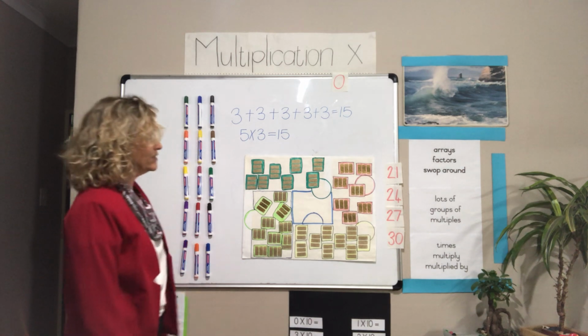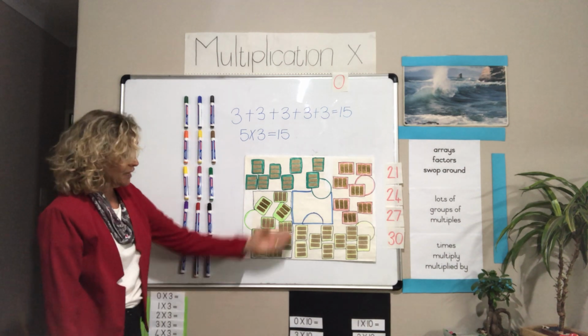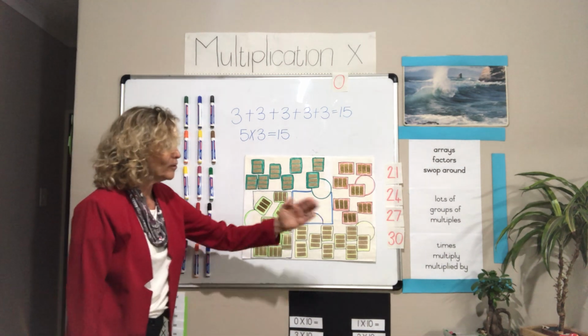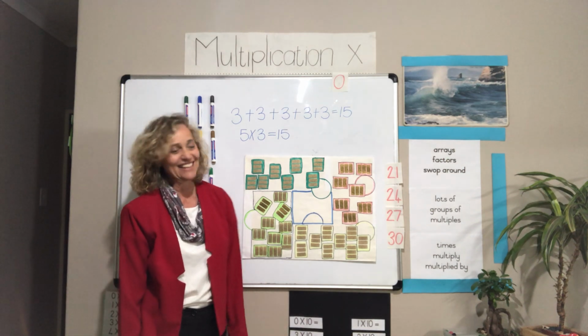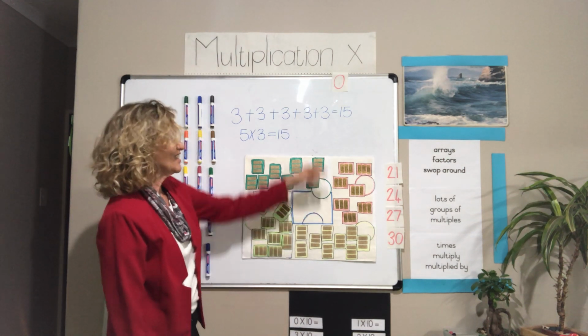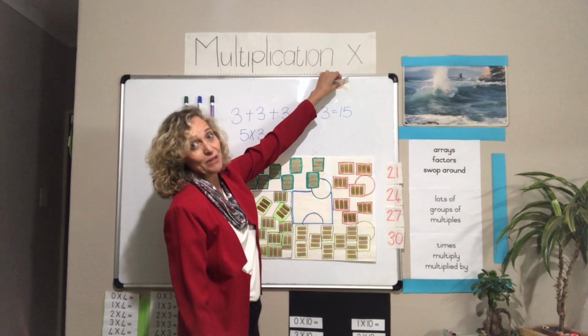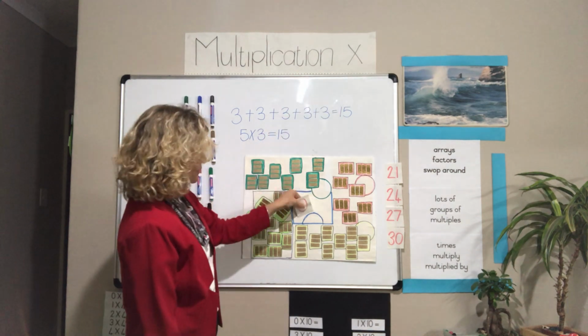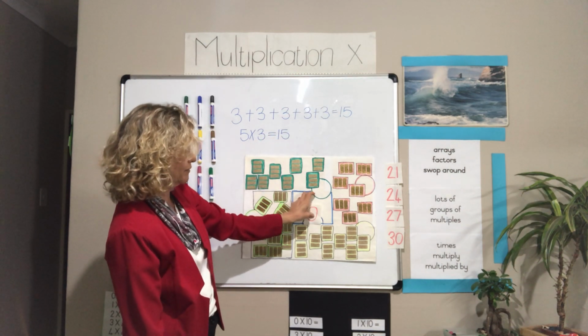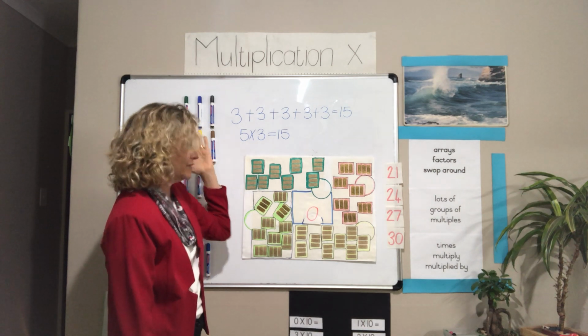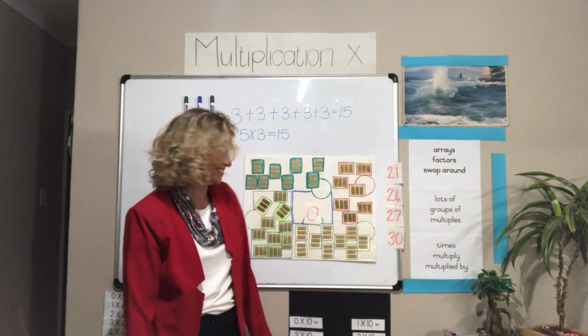Here's some more lots of threes. And of course, here are no lots of threes. Nothing, nothing. So, 0 groups of 3 is 0. It's 0. There is nothing. If there's nothing, there's nothing.